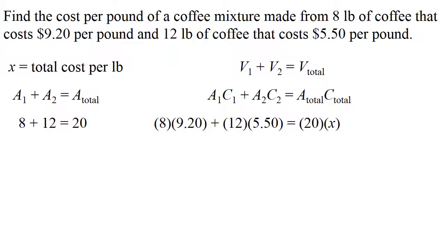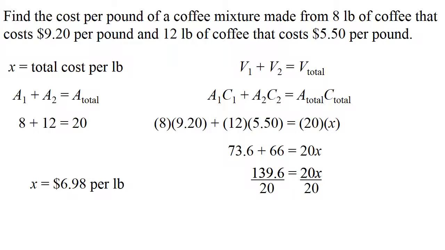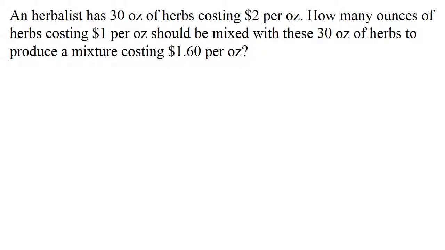So we're going to multiply the units on the left and combine like terms. So we spent $73.60 on the first one, $66 on the second one. Spent a total of $139.60 altogether on 20 pounds. Divide both sides by 20, our coefficient, and we get that the coffee is going to cost $6.98 per pound. And you could look at, we have a little bit more of the $5.50 than we have of the $9.20, so our average is a little bit closer to $5.50 than it is to $9.20.